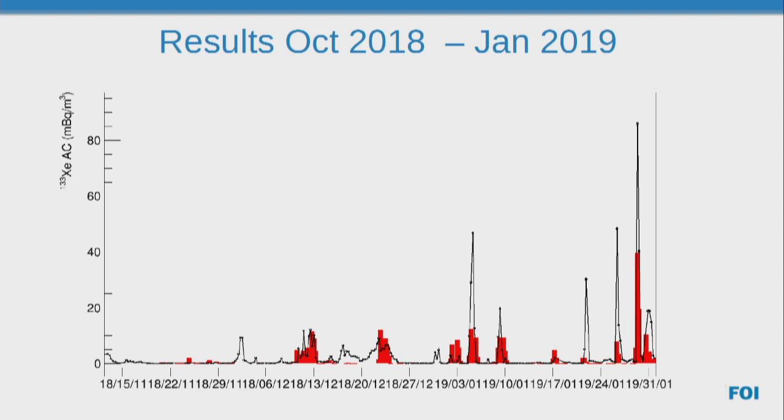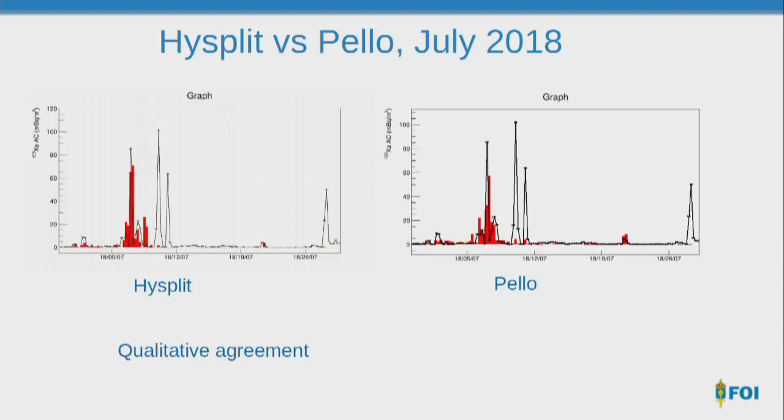Here is one other example. We also compared with HYSPLIT, another model, and you can see that we have a qualitative agreement between these two models. But there are some differences. And there should be, because the resolution of HYSPLIT is not as good.